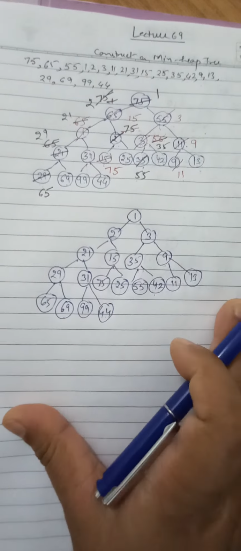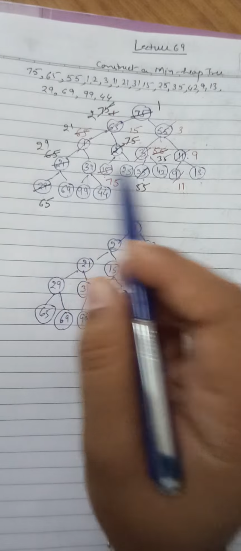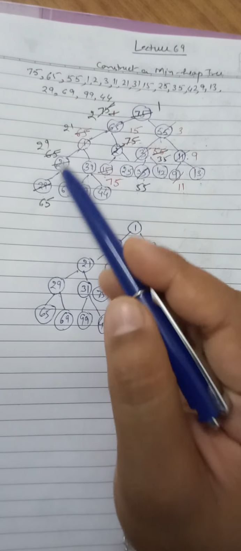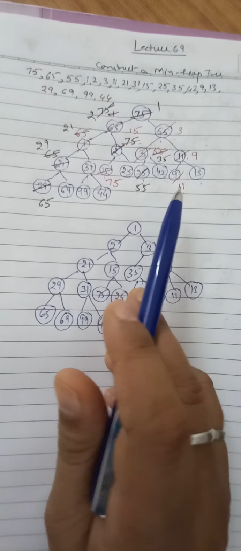So this is the way, by replacing the values level by level we have to cross check. And once we reach that level, then again we have to cross check that all things are okay or not.